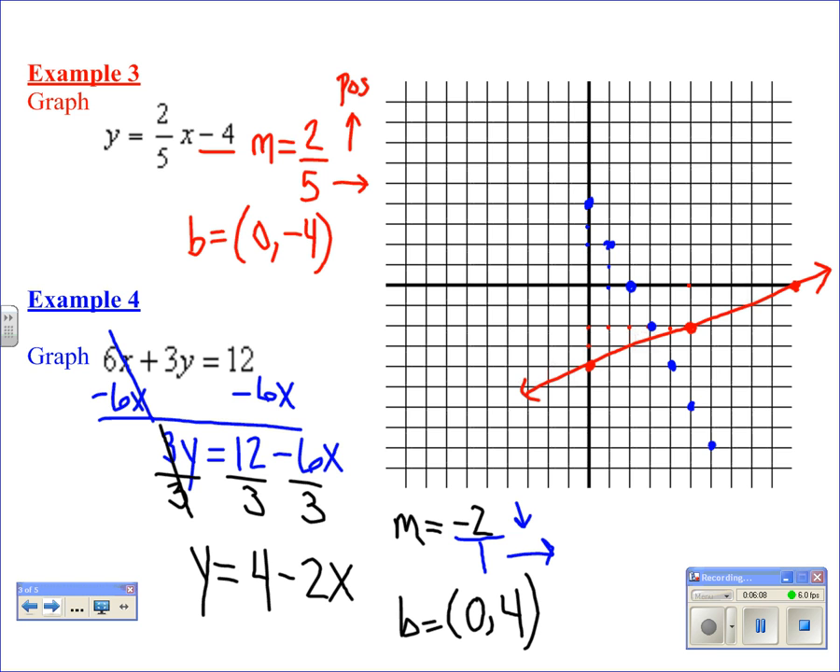Instead of moving down to the right, though, you could do the complete opposite. You could have moved up and to the left. If I move up 2 and to the left 1, I'm still going on the same line. And so now I have the graph of the equation y equals 4 minus 2x. This is how you graph slope-intercept form.